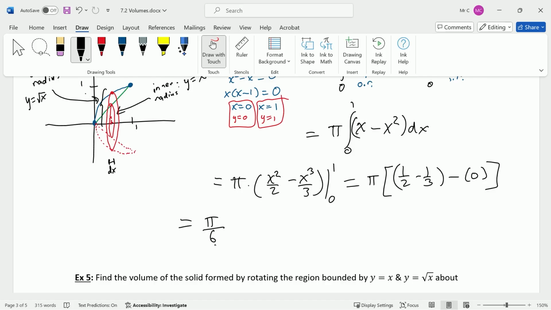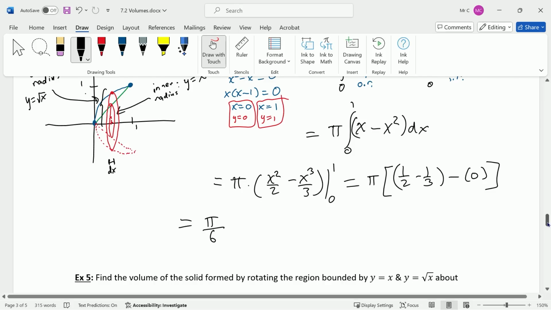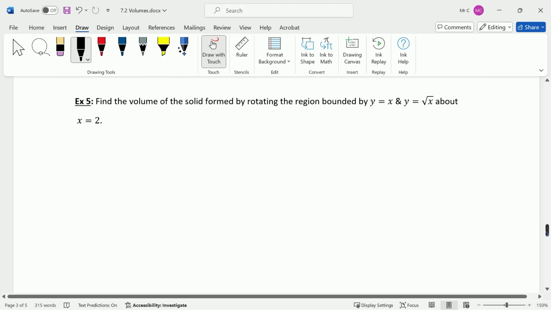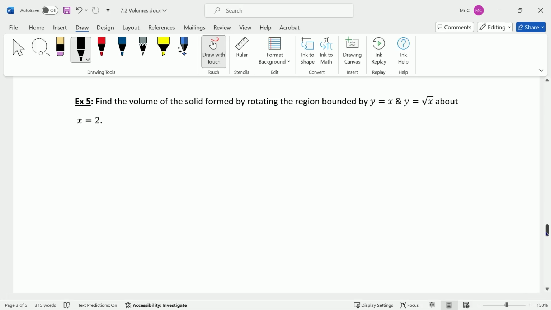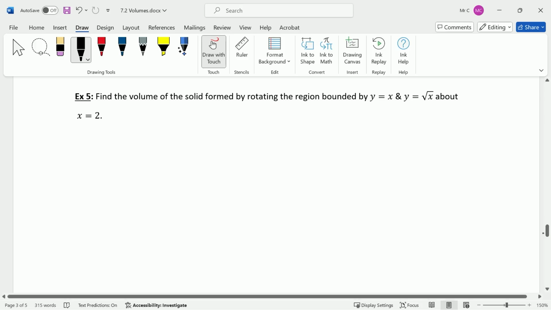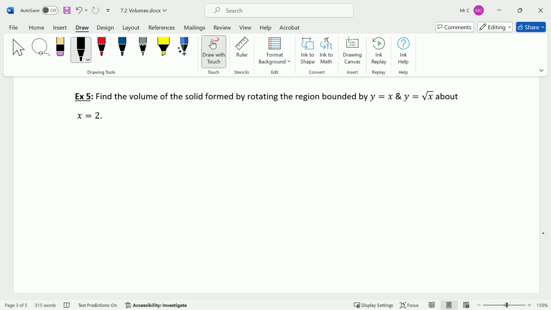Okay, well that's it for that one. Let's tackle another one. This one's going to be trickier because now we're rotating about something that isn't just the x or y axis. So that really makes things a little more complicated, but not much as long as you're thinking about the problems in the right way. So find the volume of the solid formed by rotating the region bounded by y equals x and y equals the square root of x about x equals 2.